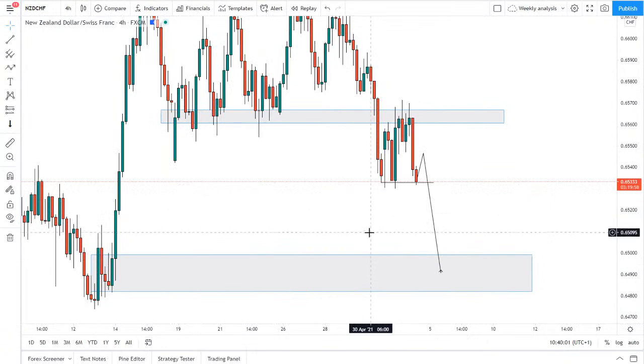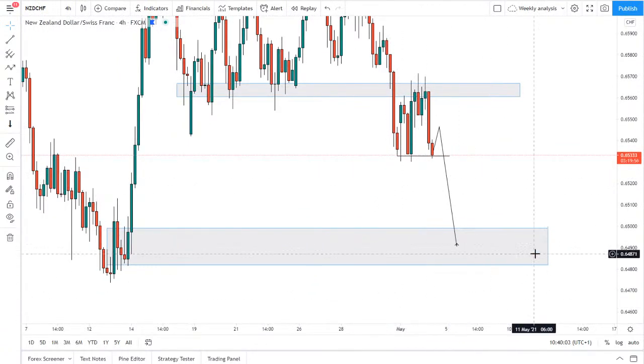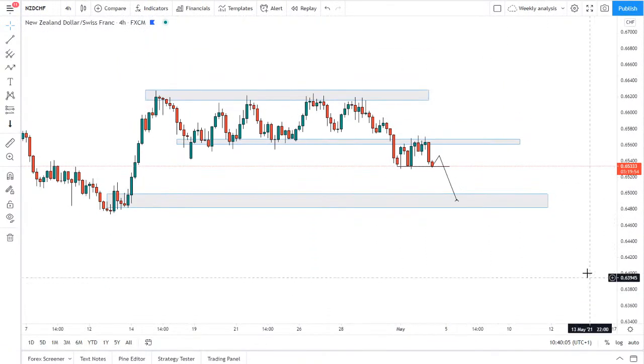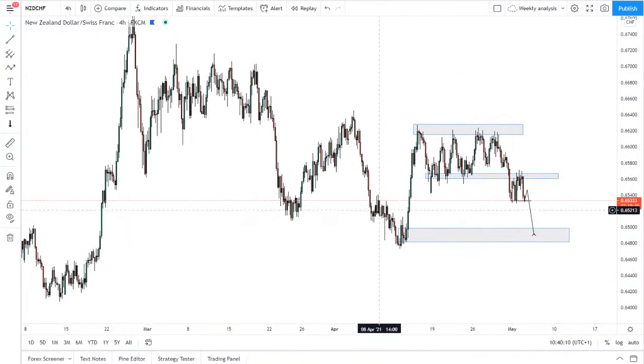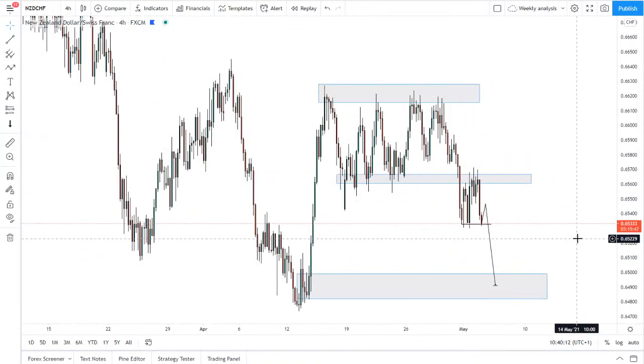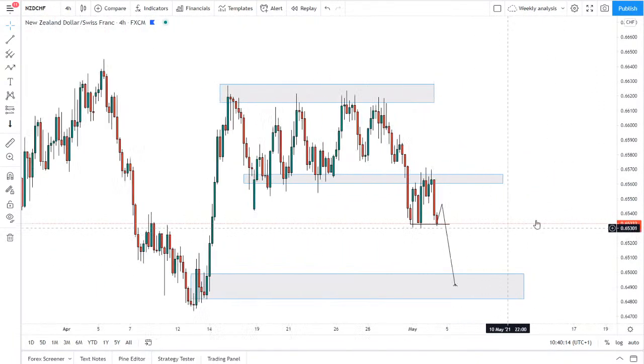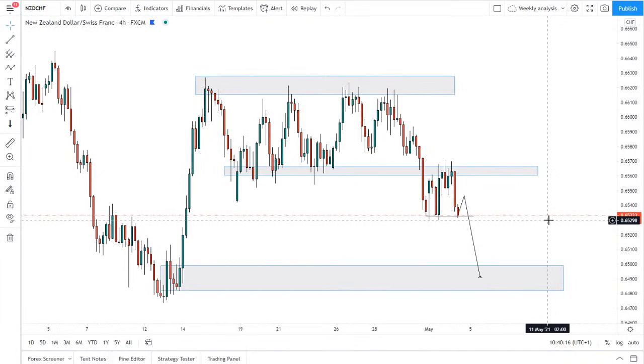I'm expecting that support to break and see a nice move back down into that area of demand there on the 4H, and potentially even the lower low, because again we can see those lower highs on the higher time frame, so we could anticipate a break to the downside as well. So overall price is still looking very bearish here.